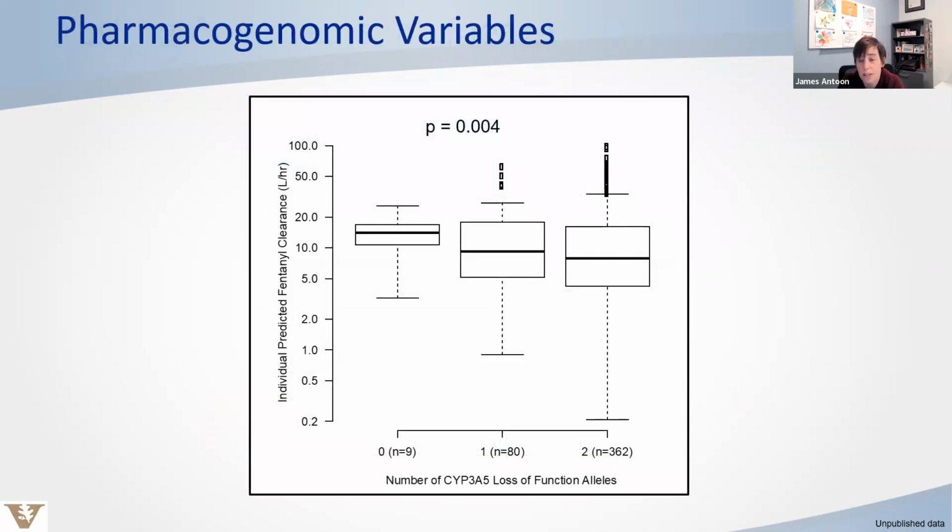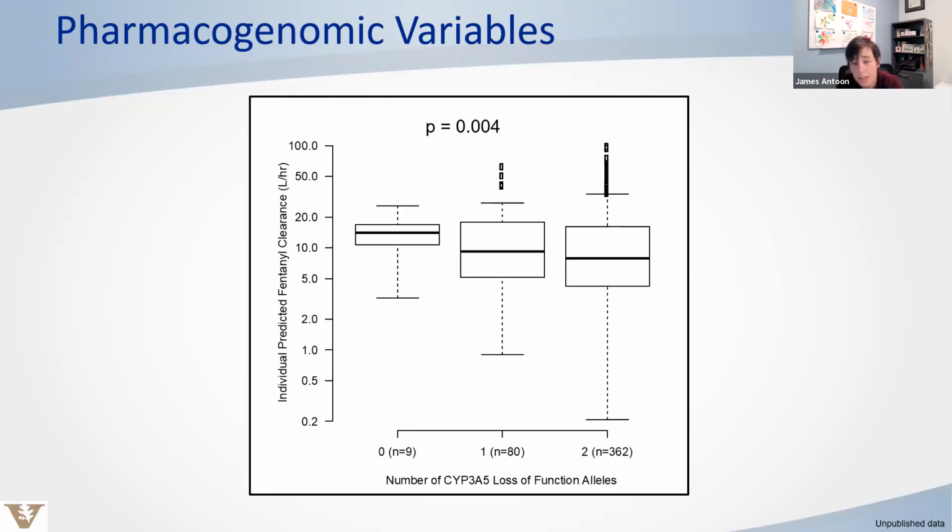So we know that fentanyl is a CYP3A5 substrate. This graph shows number of CYP3A5 loss of function alleles. At 0, you can see it's a relatively small number, even though we had almost 500 kids in the cohort. There were only 9 that were normal metabolizers. CYP3A5 is tricky. I always trip it up because it's more common to have loss of function alleles amongst the North American population.